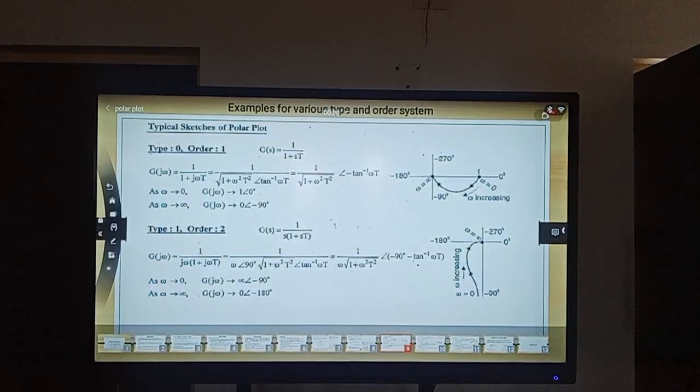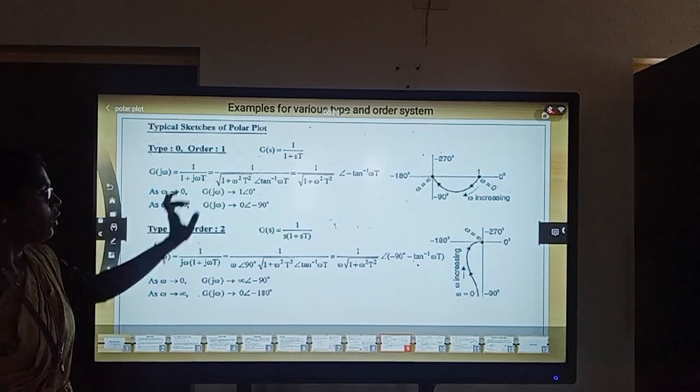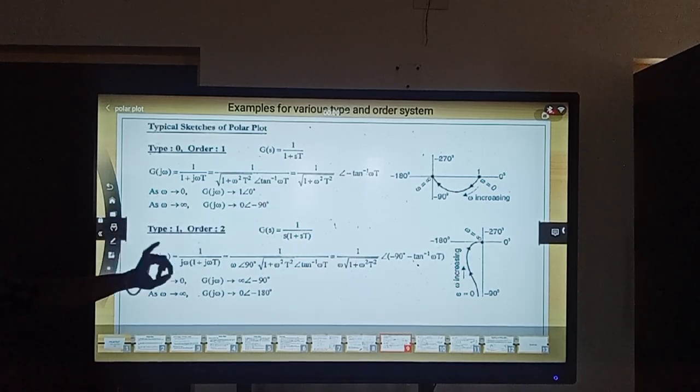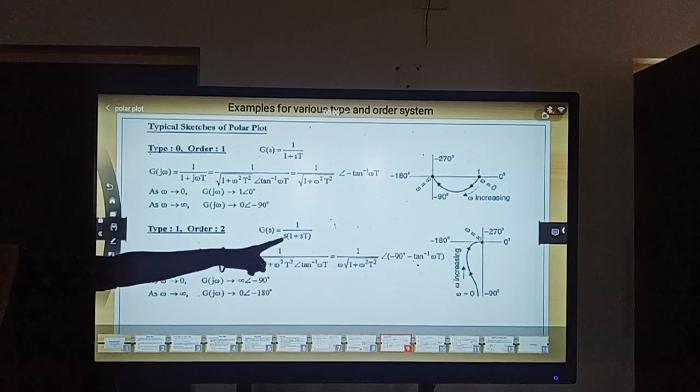for various problems, let's see some examples. How will it be? If it is type 0, just one order, I already told you this problem. There is only one order. Type is 0. So the polar plot will be like that. If it is type 1, that is s into order 2, the polar plot will be like this.